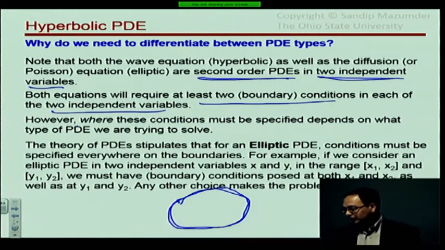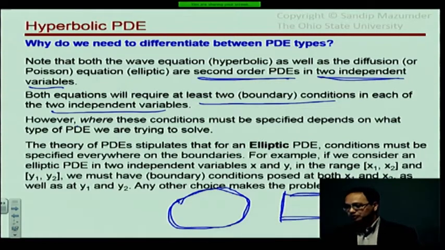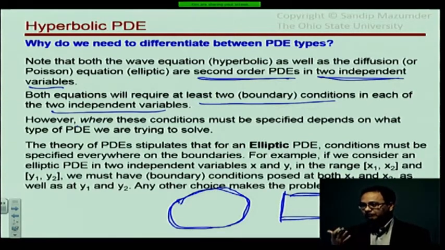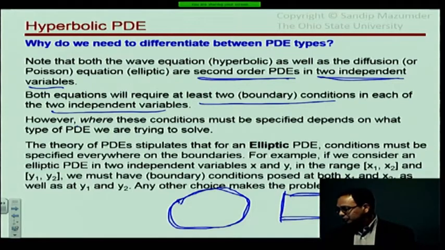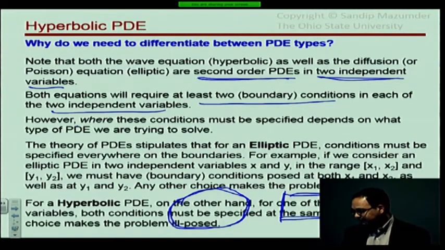So if I look at, let's say, a rectangle like that, I'm saying I need one boundary condition here, one here, one here, one here, which is what you're doing for your homework. I need 4 boundary conditions: 2 in the x direction, 2 in the y direction. All right. When you get to hyperbolic PDEs, it's quite different.